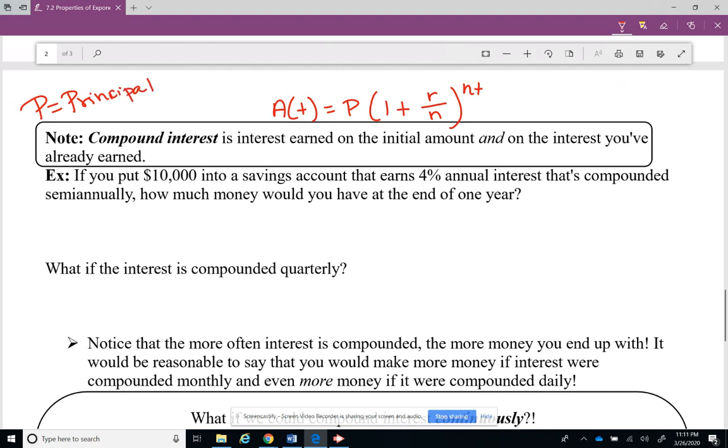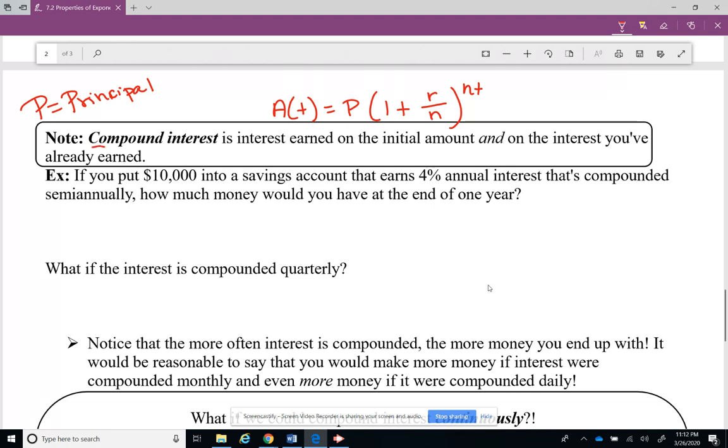Now, what we're talking about here is if you put money in a savings account and the interest is compounded annually or semi-annually or quarterly. That means it's compounded so many times a year. If it's done annually, it's once a year. If it's done semi-annually, it's twice a year. If it's done quarterly, it's 4 times a year.